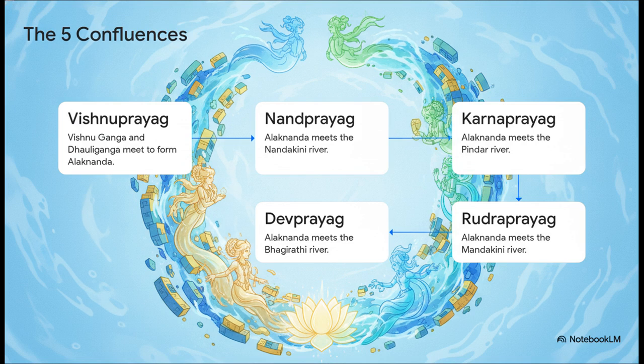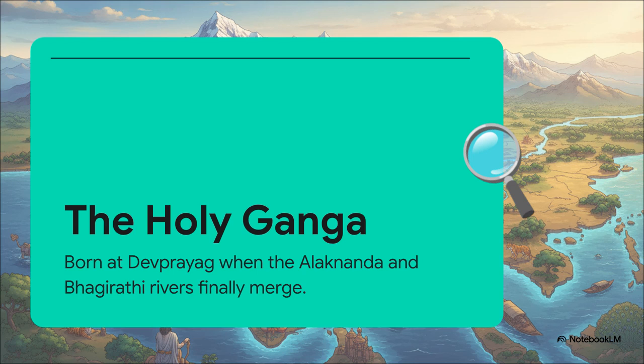Moving further down the map to Rudraprayag, the Alaknanda merges with the Mandakini River, which is flowing straight down from Kedarnath. And finally, we reach Devprayag. This is where the Alaknanda meets the Bhagirathi River, which originates from Gangotri. If you look closely at the map, you'll notice how at each specific point, the river grows exponentially in both power and volume.